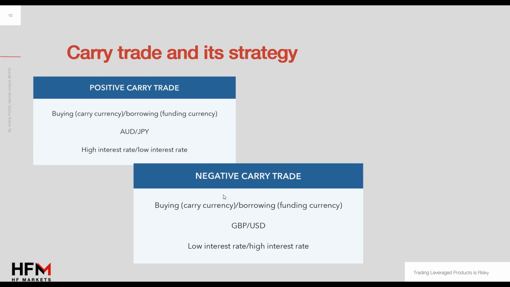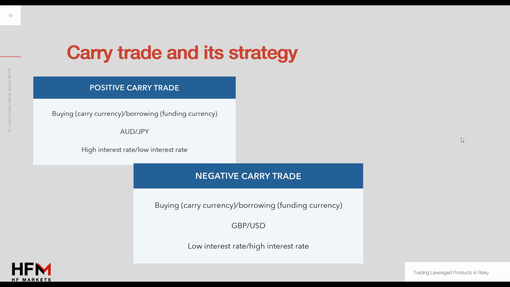Have in mind, however, that if the carry trade is positive, so we have a cross under this category, Aussie yen, dollar yen, pound yen, there are a lot of examples like that, then usually the traders that use carry trade as their strategy are looking for pairs with a higher interest base currency and a lower secondary currency. On the other hand, if the carry trade is negative, the trader should look for pairs with a higher secondary currency and a lower base rate.